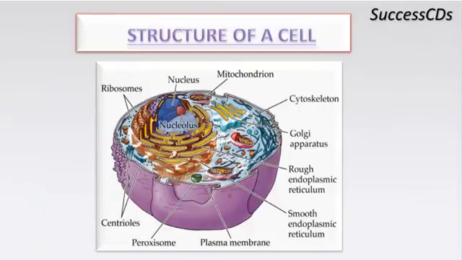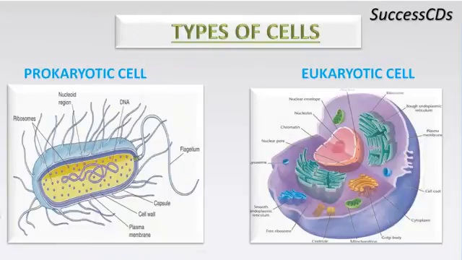Now let's see the structure of a cell. Cells are highly organized and have some specialized cell organelles. These organelles are, as you can see, ribosomes, nucleus, mitochondria, cytoskeleton, Golgi apparatus, rough endoplasmic reticulum, smooth endoplasmic reticulum, plasma membrane, peroxisome, centrioles. The cells are broadly classified in two types.